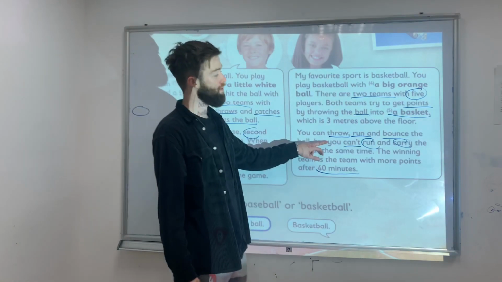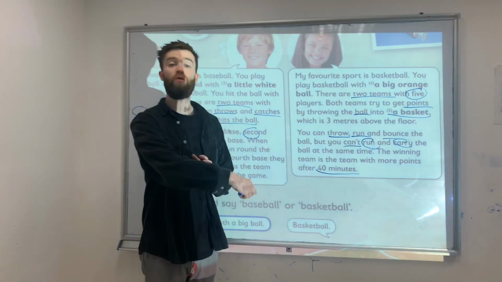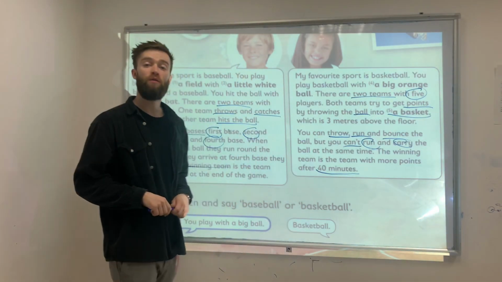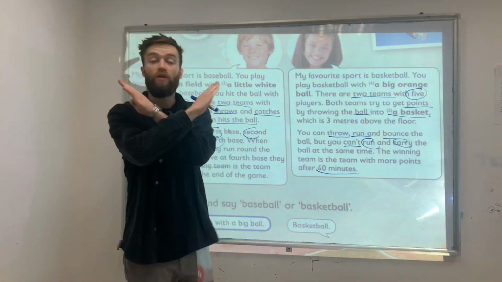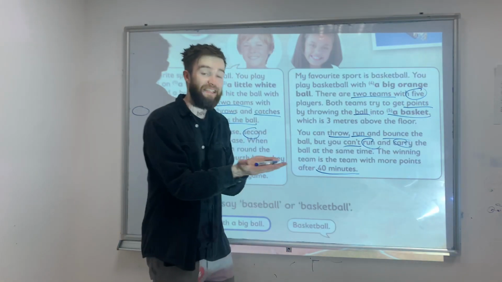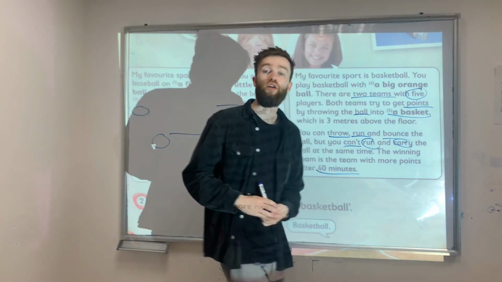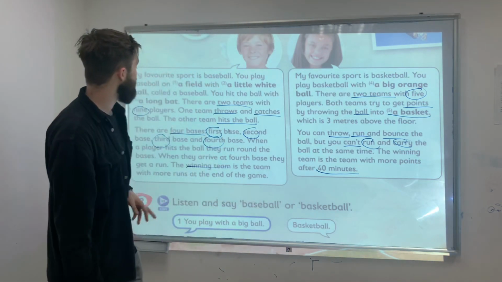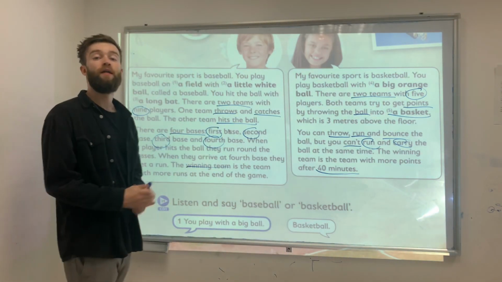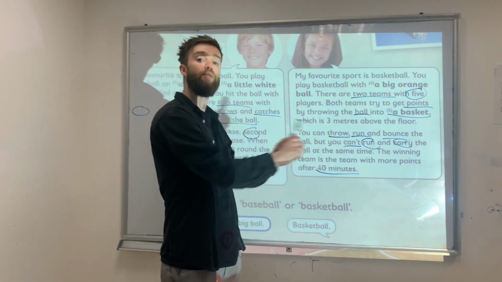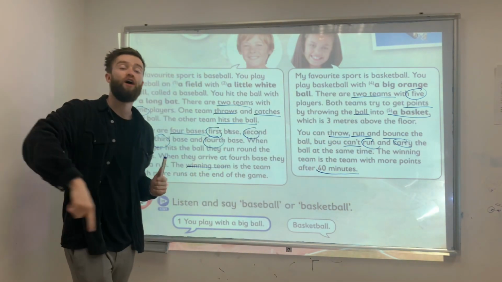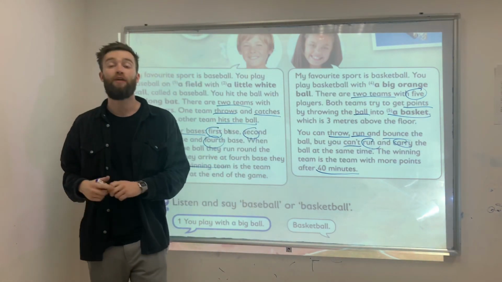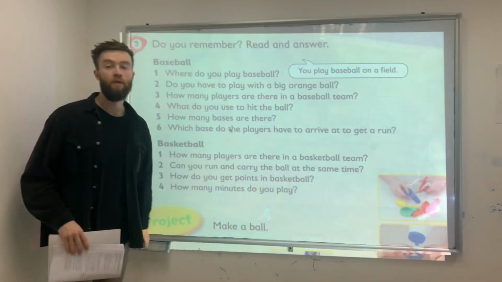In basketball, you can throw, run, and bounce the ball, but you can't run and carry the ball. You must bounce the basketball. In baseball, the player who hits the ball has to run around the field in order to get points.